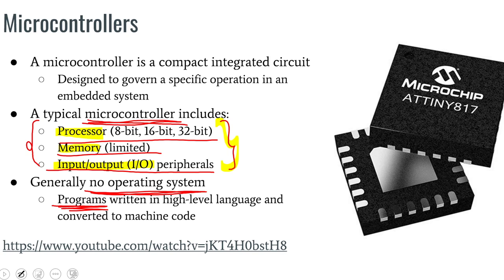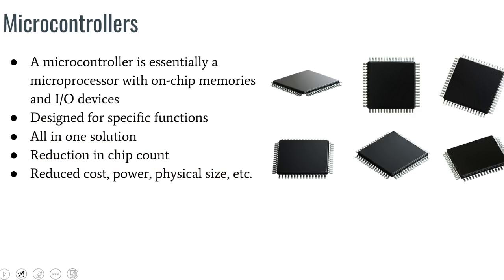But the thing to remember is, these limitations are not like standards. There may be certain microcontrollers that deviate from these general descriptions. But this is generally a way to identify the general properties or general capabilities of a microcontroller that we may come across. So as we said, a microcontroller is essentially a microprocessor with on-chip memories and input-output devices. So that is essentially what we have in a microcontroller.